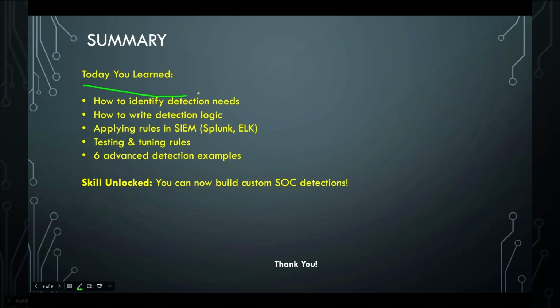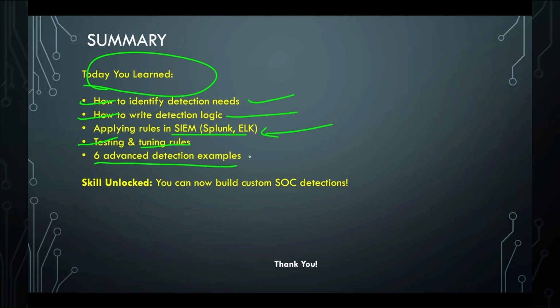All right, so today we have learned how to identify detection needs, how to write detection logic, applying rules in a SIEM like Splunk or ELK, testing and tuning the rules, and then 6 advanced detection examples. And the skill we have unlocked today: you can now build custom SOC detection rules by seeing raw logs. And building detection rules based on logs can be one of the most powerful ways to detect security incidents early. So it is like setting up an automated watchdog that never sleeps.